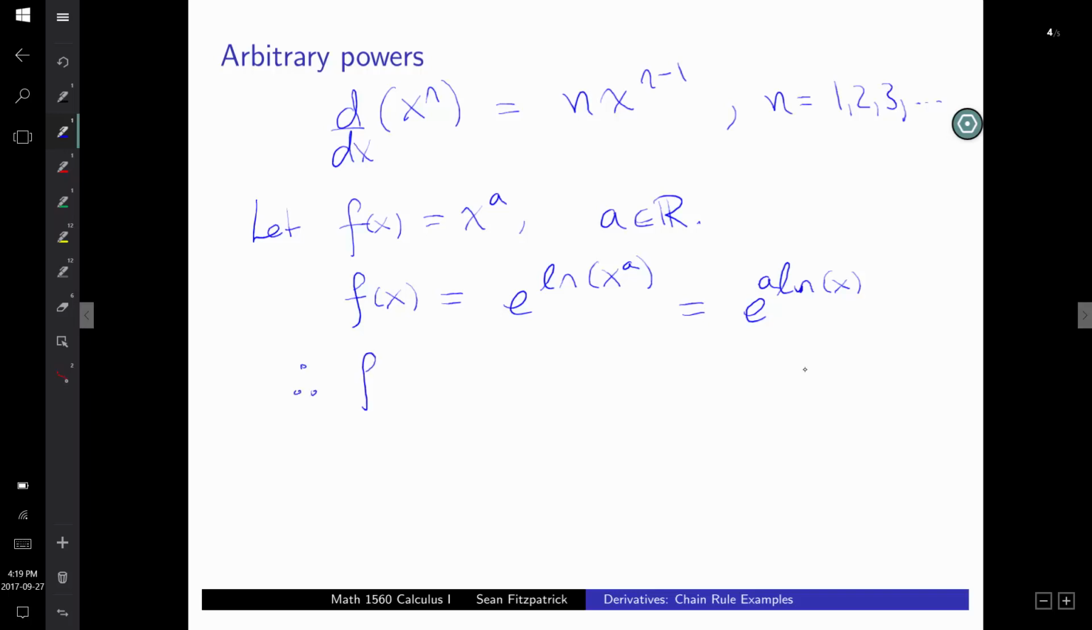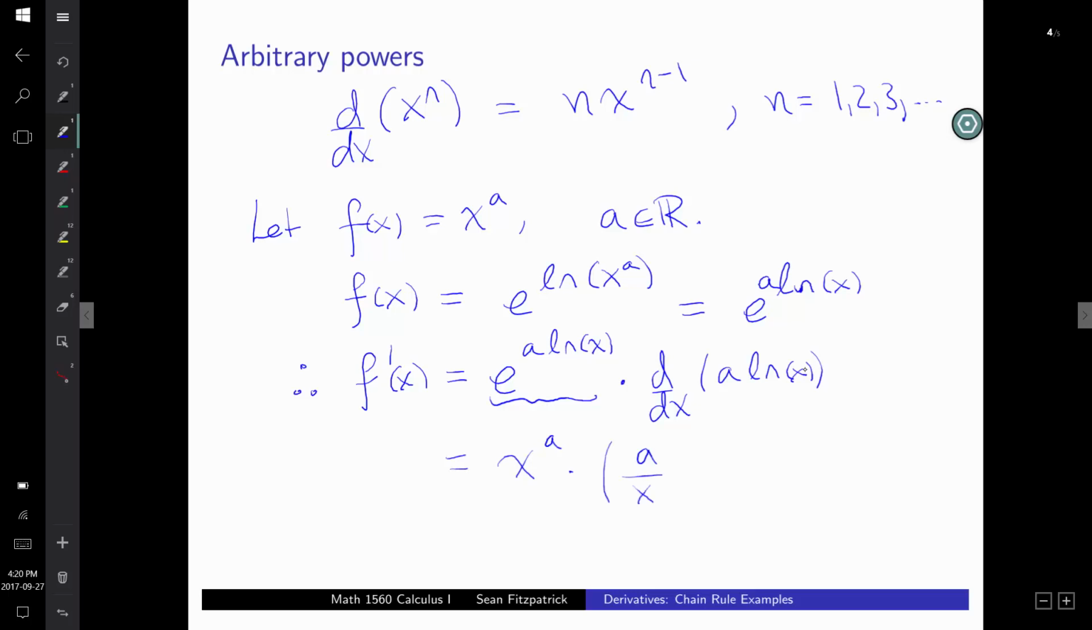So what's f prime of x? Well, chain rule says take that same exponential, e to the a log x, multiply by the derivative of what's in the exponent. Okay? a is just a constant, so we just have to worry about the derivative of the natural log, which is 1 over x. So we get, what do we get? Well, first of all, remember what this is. This was just x to the a, and then we get a over x.